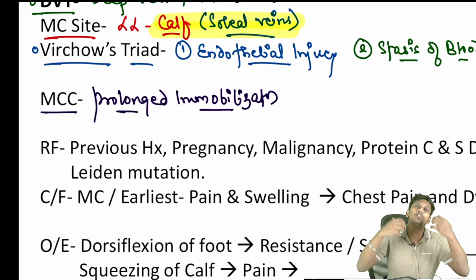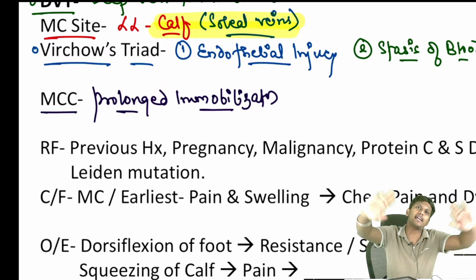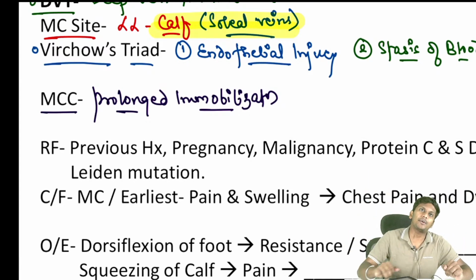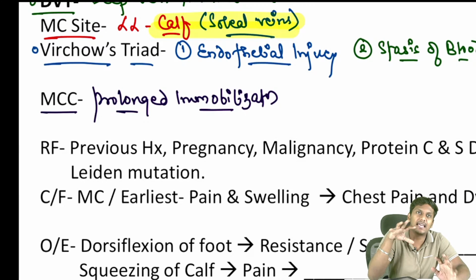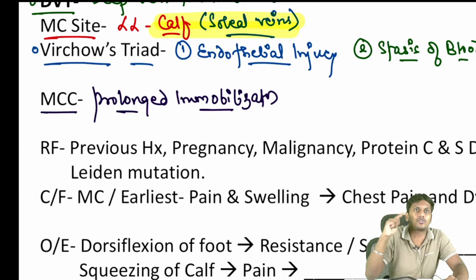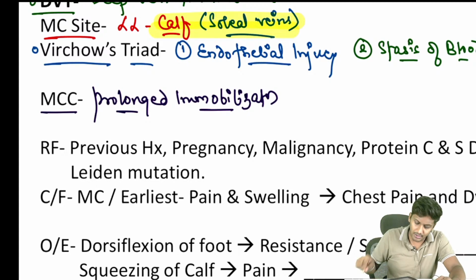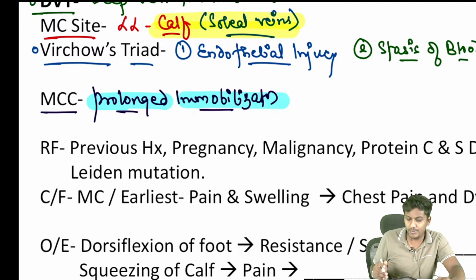But whenever you are not walking, definitely you are only lying for months together, what is going to happen? All that blood will be moving on, but that blood will be very slowly moving. There will be stasis of the blood flow, and due to that, definitely the chances of clot formation or thrombus formation are going to increase. So you have to remember the most common cause for DVT has to be prolonged immobilization.